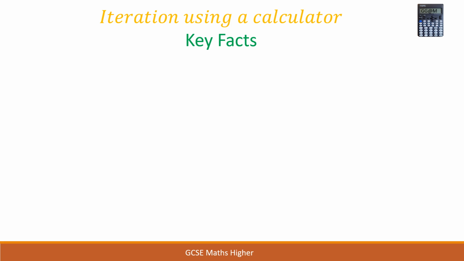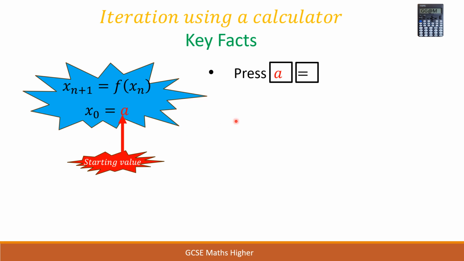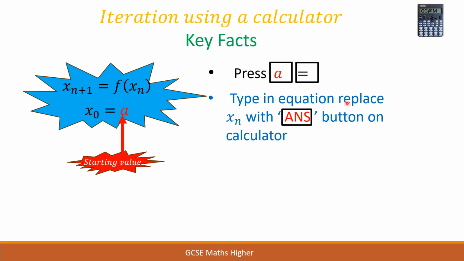Now we can do iteration on the calculator, and it's really quick and easy to do. You'll be given an expression xn plus 1 is equal to f of xn, like we've just seen, and you'll be given a starting value such as x0 is equal to a. So a is my starting value, or x0 is the starting value. And on your calculator, you'll press the value given for a, for example 5, so you'll press 5 and then press the equals button. Then you'll type in the equation that has been given on the right-hand side, and replace any xn's using the answer button on your calculator. So you'll press the answer button instead of typing in the value xn.